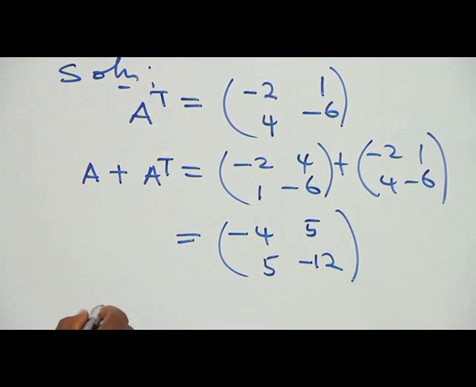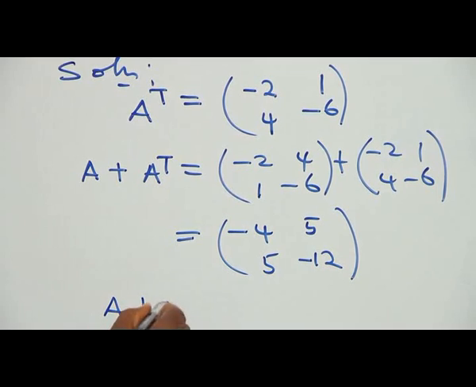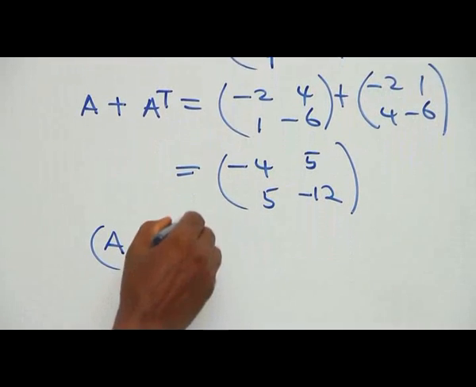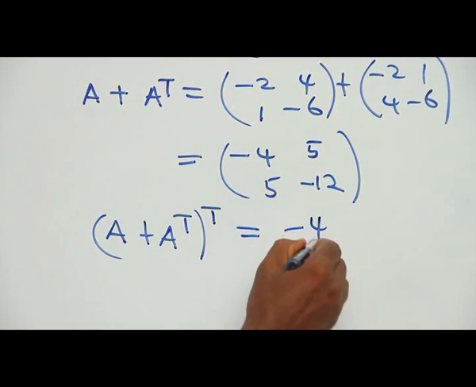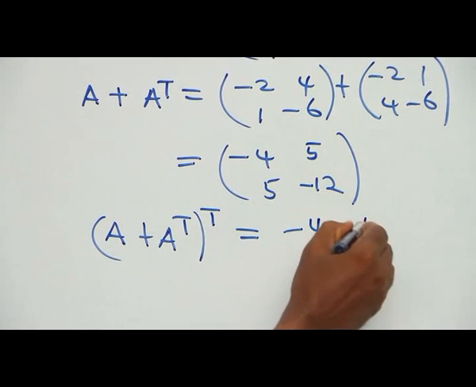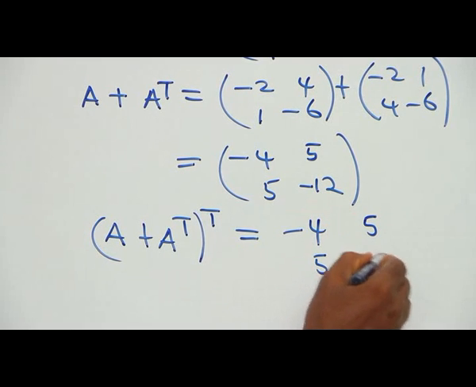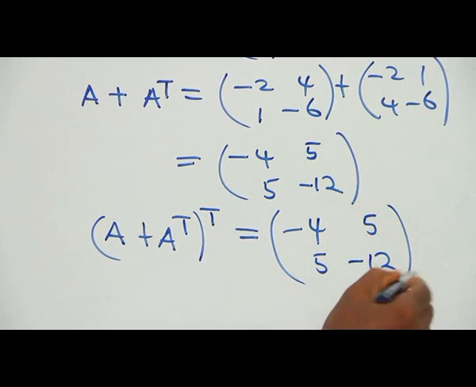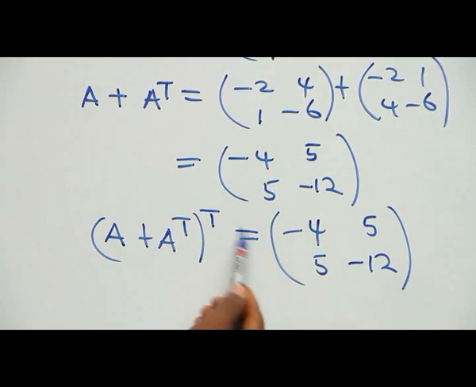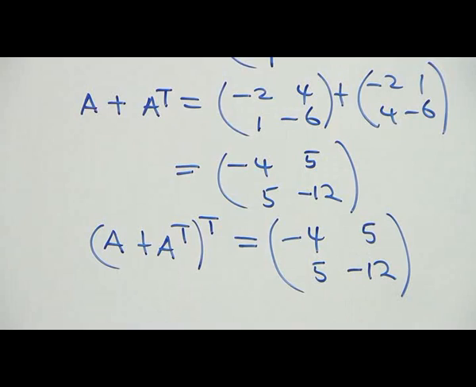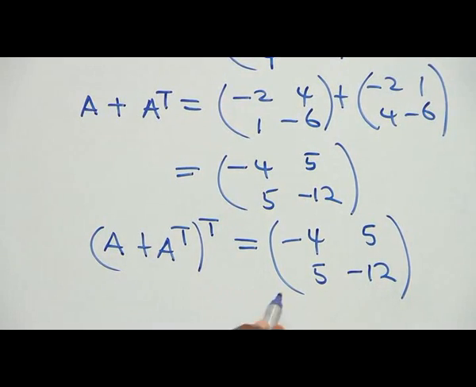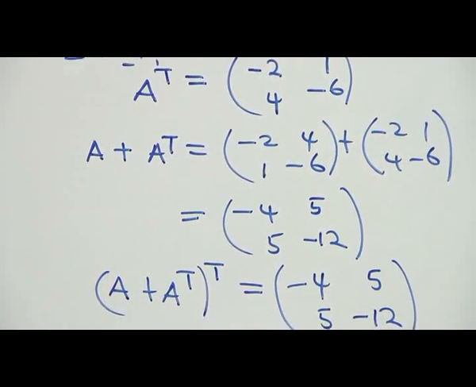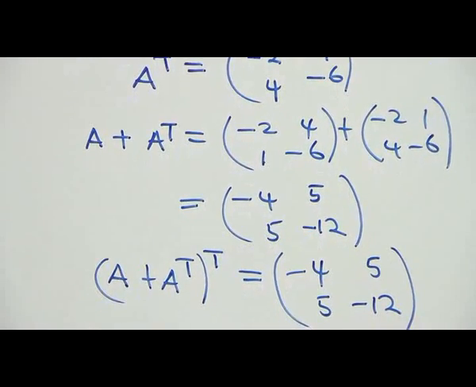Now that we have gotten that, we can now write our A plus A transpose, again transpose, will be equal to minus 4, 5, then 5, minus 12. And then this is the transpose of the matrix. You will realize that nothing changed because of the values that are involved. The elements in the main diagonal, when you transpose, do not change. In most cases, it's the elements in the other diagonal that are interchanged for the 2 by 2 matrix.